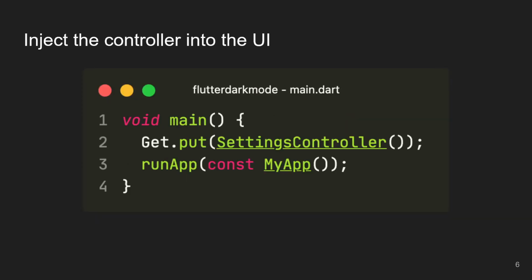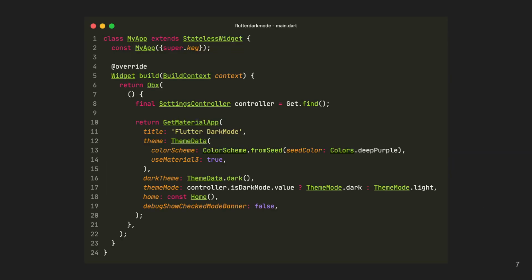In this step, we want to put our settings controller into the Get system. So before running our app, we simply call Get.put and add our controller. With that out of the way, we can wrap our GetMaterialApp into an Obx, initialize the settings controller, and fetch the value at the theme mode, where we look if the value of isDarkMode is true and set the theme mode to dark, and if not, we set it to light. And don't forget to add your own dark theme so you actually see a dark UI.